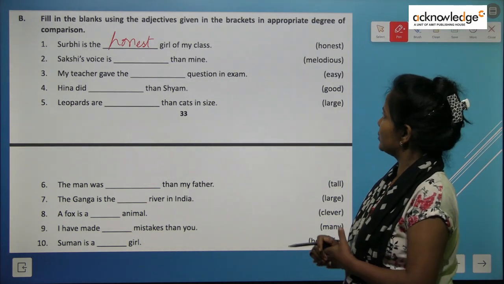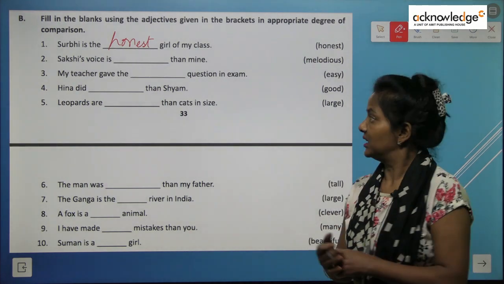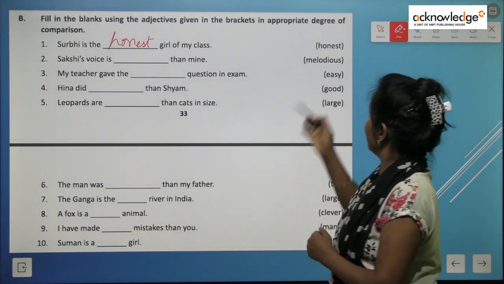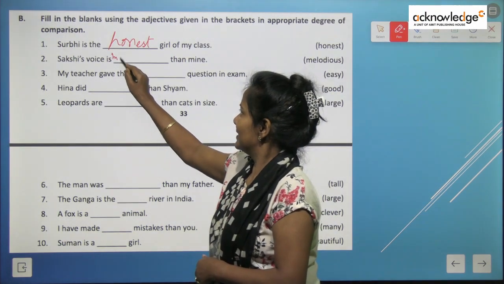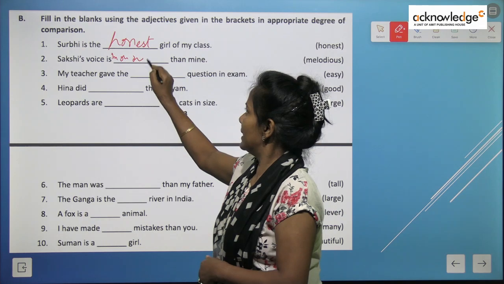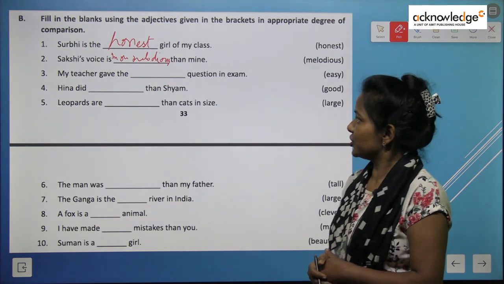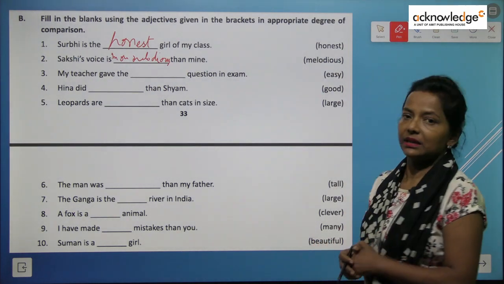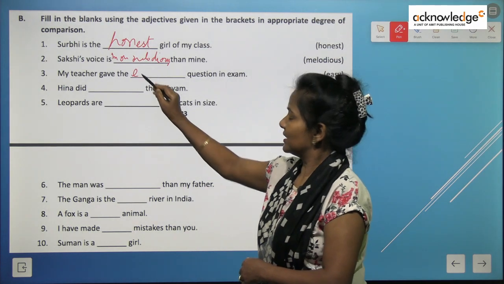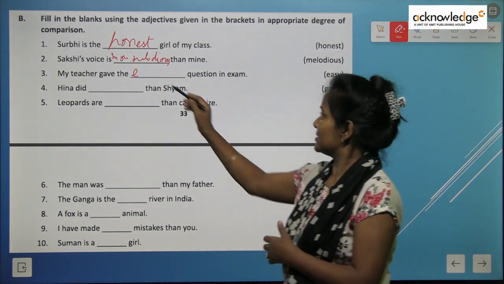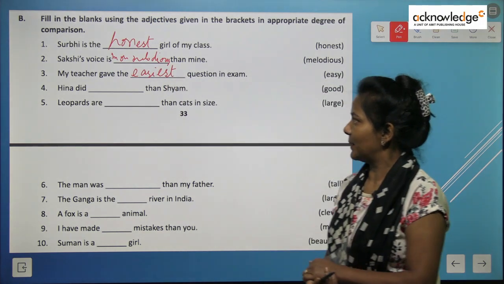Sakshi's voice is dash than mine. Now here is the comparison between Sakshi and me. Sakshi's voice is melodious, more melodious than mine. Here we write more melodious. Okay, children? Fine. Now, my teacher gave the dash question in the exam. Easy. My teacher gave the easiest question. So, superlative degree, the easiest question. E-A-S-I-E-S-T, the easiest question in the exam.